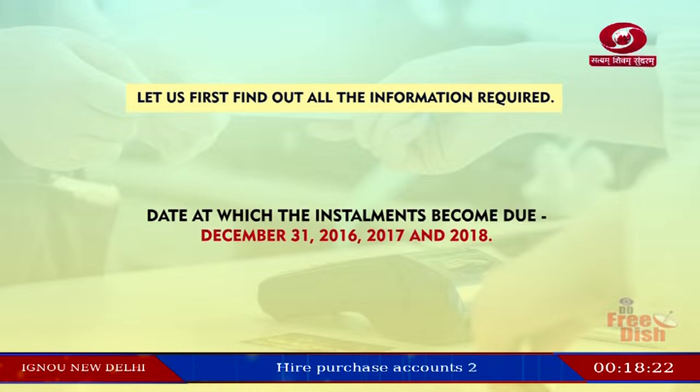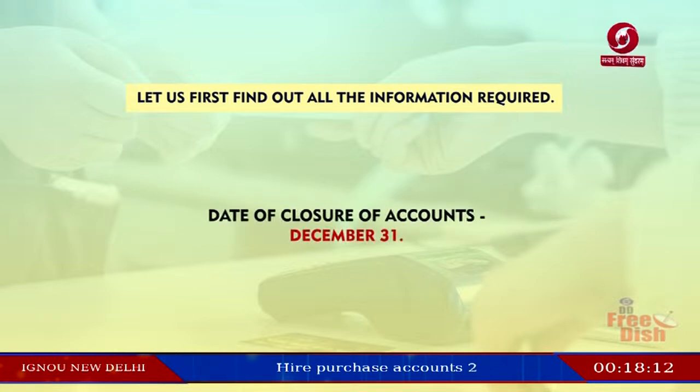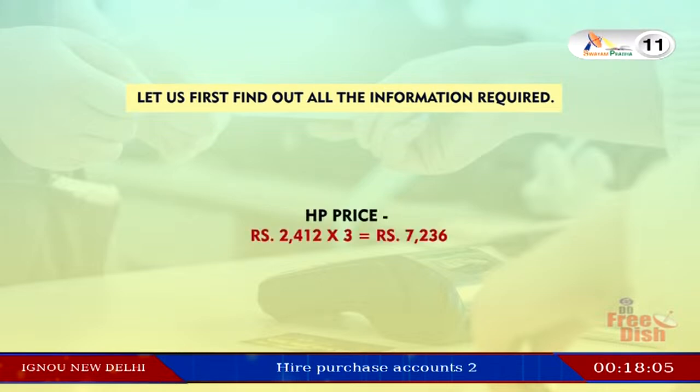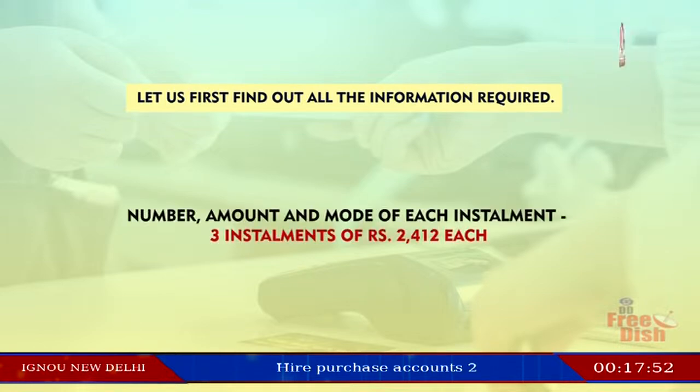It means 31st December 2016, second installment 31st December 2017 and third installment 31st December 2018. So date of closure of accounts again 31st December. Cash price it is given 6000, then hire purchase price minus interest, annual installment. So there are 3 annual installments of rupees 2412. If you multiply it, it comes to rupees 7236.